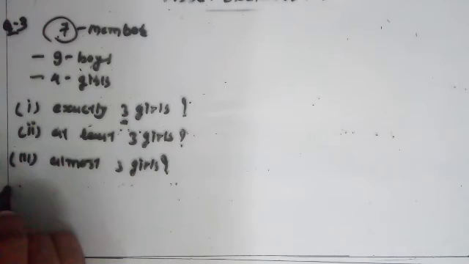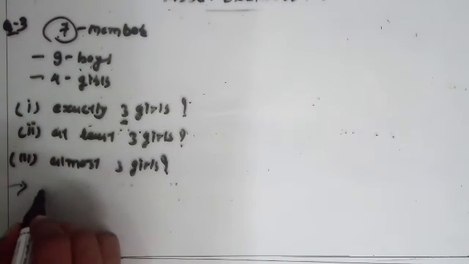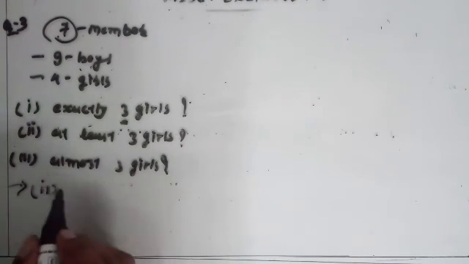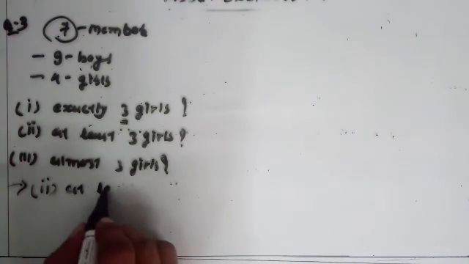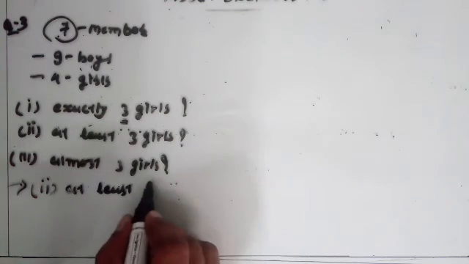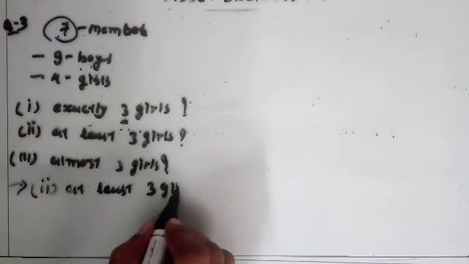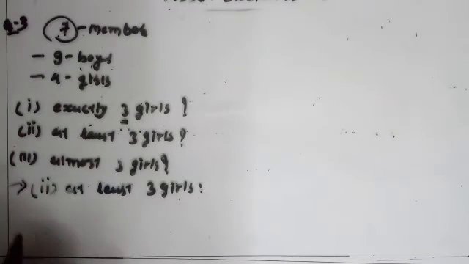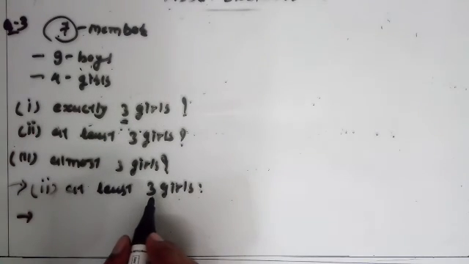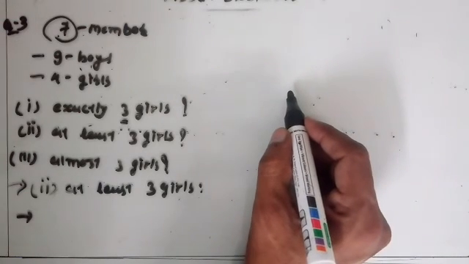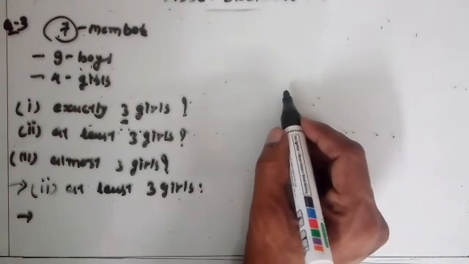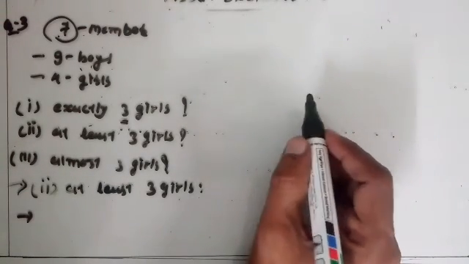Now number 2. At least 3 girls. Remember this, at least 3. So here the total number of girls is equal to 4, given. So 3 or 4 girls, that is at least 3.